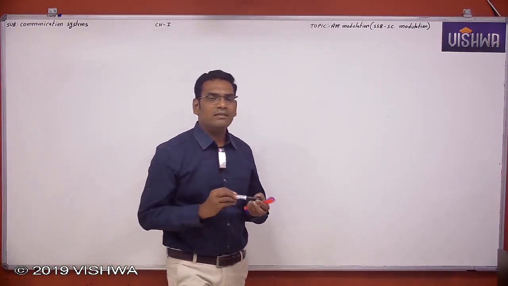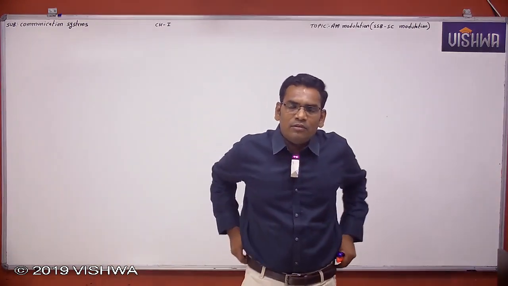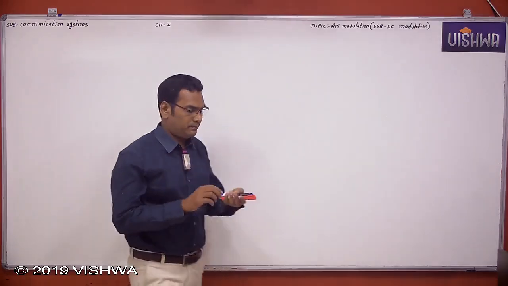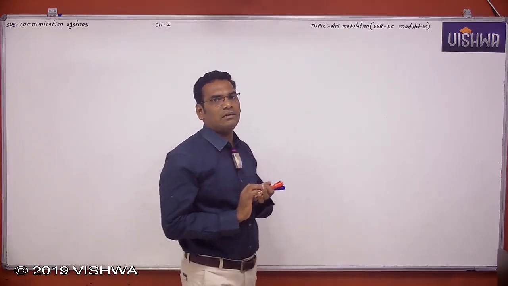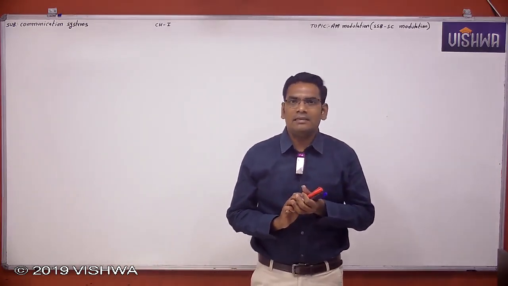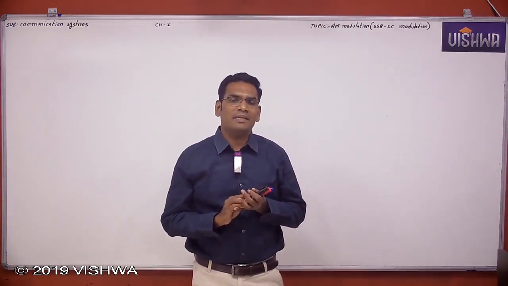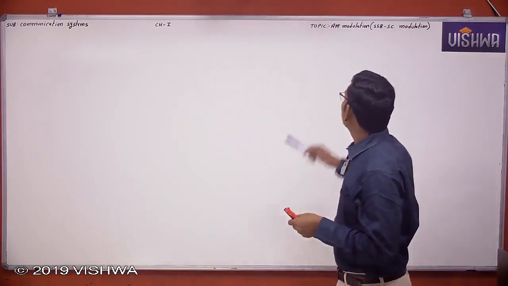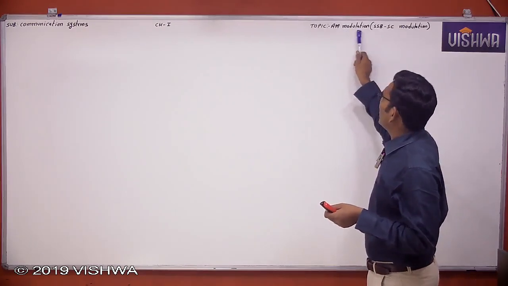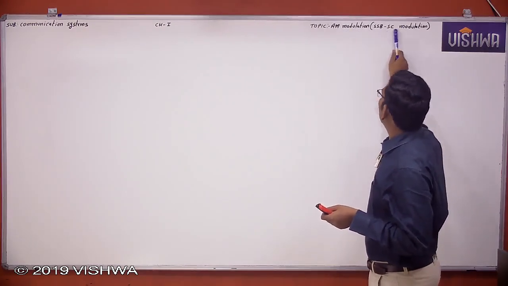Very good morning, students. Now we will continue the amplitude modulation. Previously we started with amplitude modulation and thereafter we saw the double sideband suppressed carrier modulation technique. In this session we start with the derivatives of amplitude modulation, which is SSB-SC modulation.